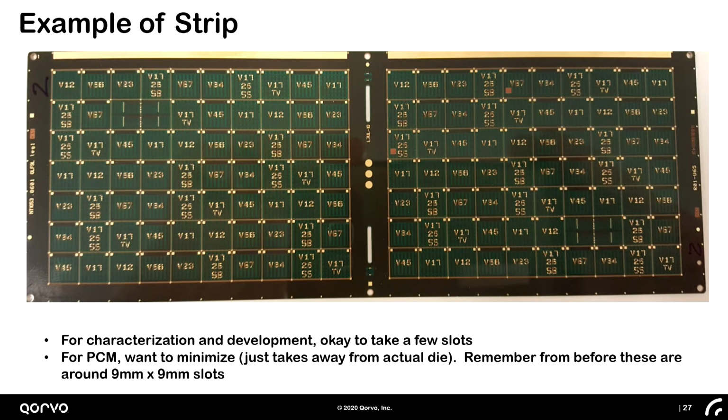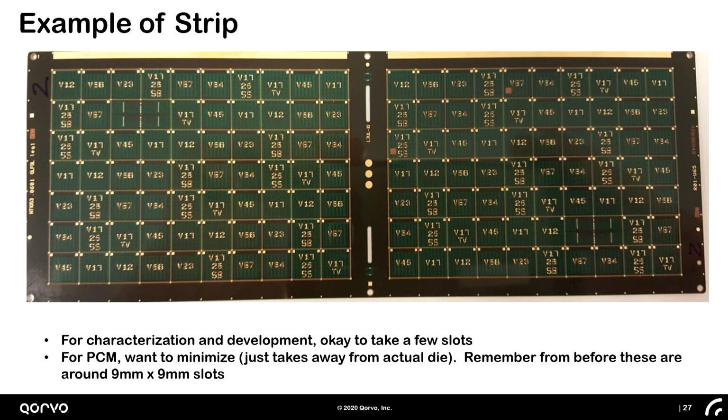So here's an example of a strip. There's a bunch of different potential designs you could plop in here. This one here is actually a couple of transmission lines. So what we'd want to do is take maybe a few of these and convert them over to monitor structures.